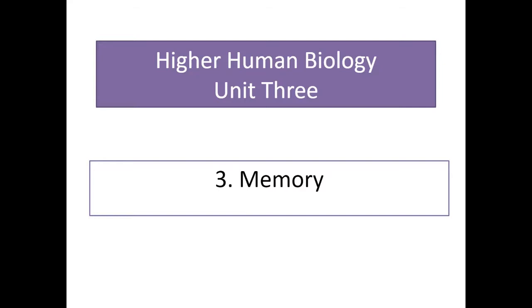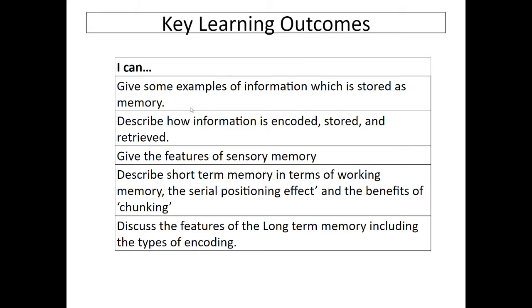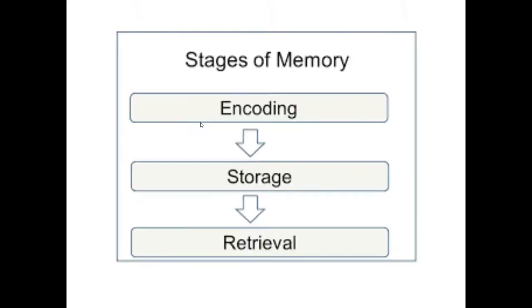This video covers Higher Human Biology, Unit 3, Key Area 3, Memory. Specifically, it looks at the key learning outcomes of deciding what kind of information is stored as memory, describing how information is encoded, stored, and retrieved, giving the features of the sensory memory, describing short-term memory in terms of the working memory, the serial positioning effect, and the benefits of chunking, and finally, discussing the features of the long-term memory, including the different types of encoding.